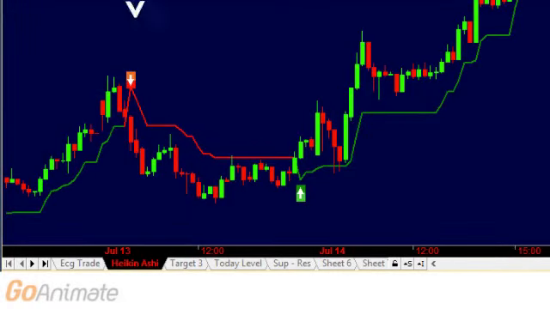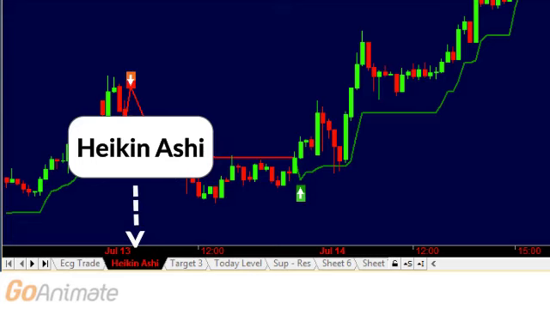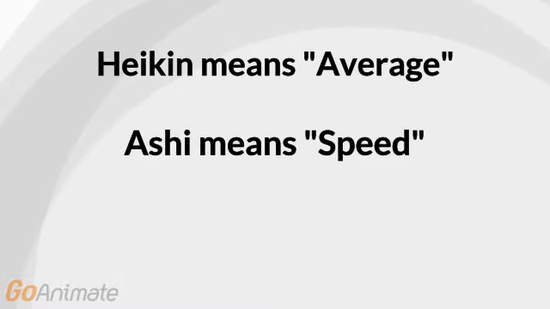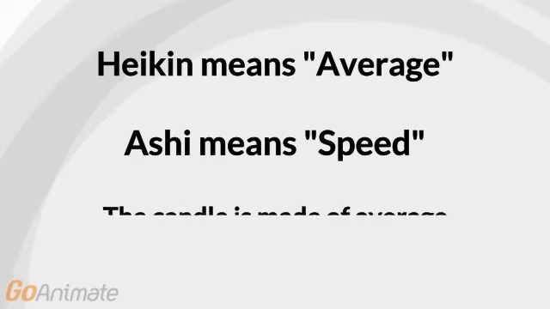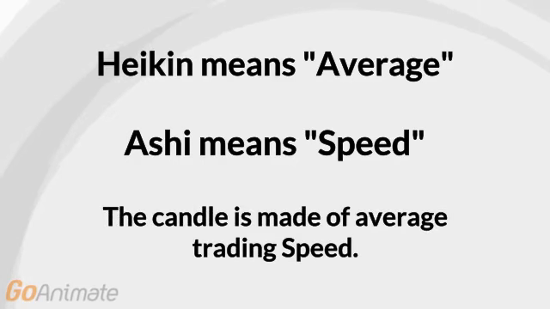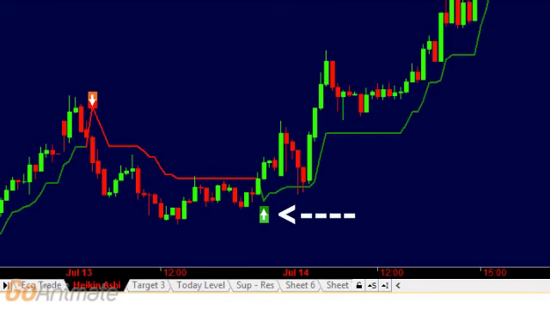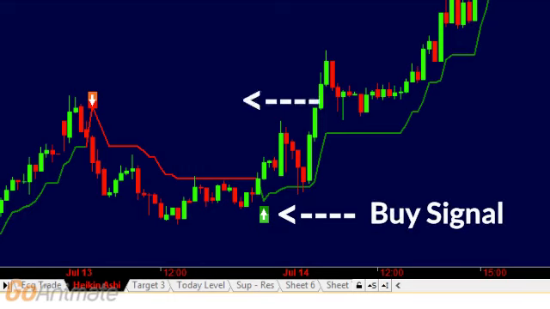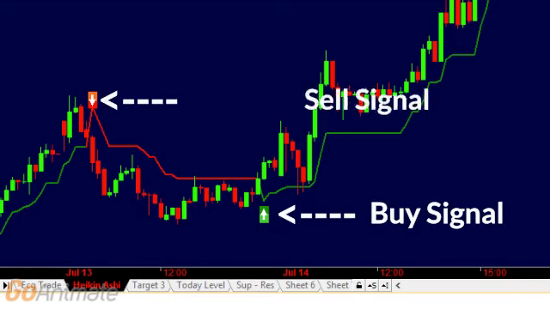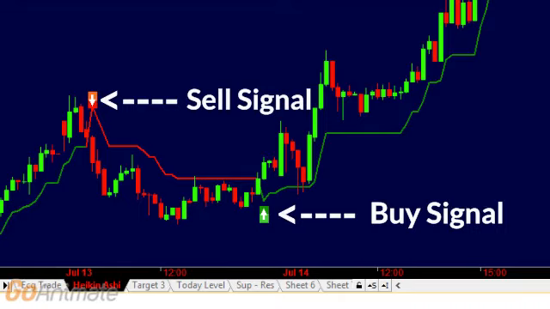Now let's start the Heikin-Ashi study. Heikin-Ashi is the Japanese candlestick chart pattern. Heikin means average, Ashi means speed. In this chart pattern, the candle is made of average trading speed so that the trend will change in the chart immediately. Green color arrow means buying should be done and red color arrow means selling should be done.